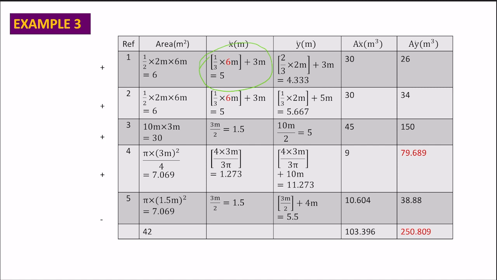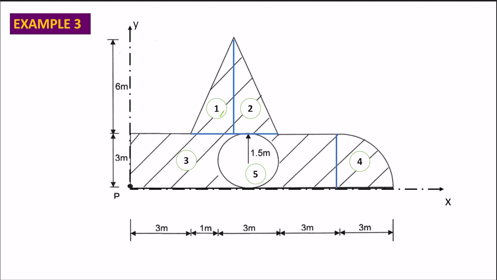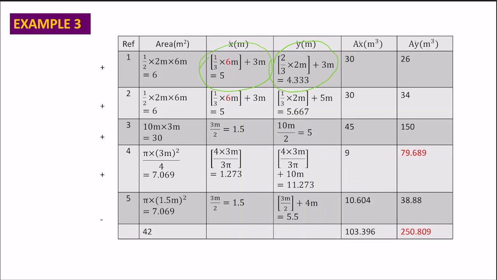Next, we do for the y bar. For y bar, the centroid masih kat sini juga. Then we need the distance to y-axis. Then you know here it should be 2/3 times B. And here we have another 3 meter. Therefore, y bar is equal to 2/3 times 2 meter plus with 3 meter. And here is my answer. Then we need to find the Ax bar by multiplying the area with the x bar and Ay bar by multiplying the area with y bar.